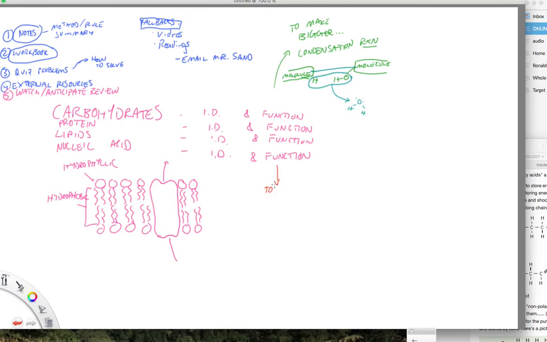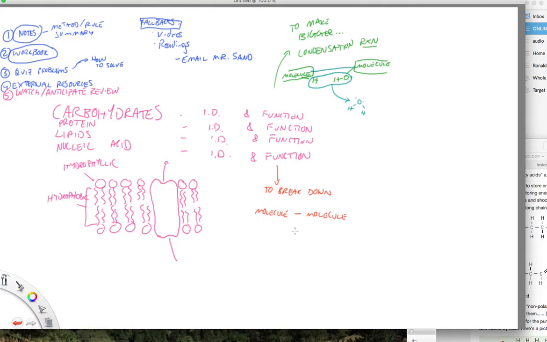To break down, to make smaller. So this is if you have these kinds of molecules strung together, to make them smaller, to break down. Okay, molecule and molecule are together. It's the exact reverse of this. So you've got this molecule. It could be one carbohydrate connected to another carbohydrate.